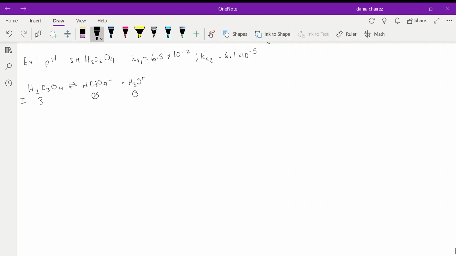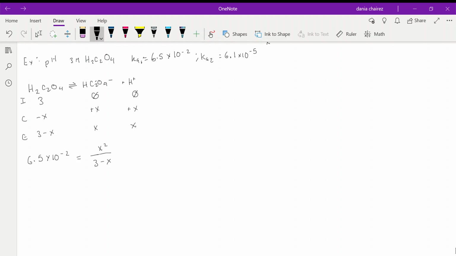Okay, since I forgot to put the water, I should just change this to H plus. So then this is going to be minus x, plus x, plus x. So at equilibrium, we have 3 minus x, x, and x. Then we're going to do our first Ka, because we removed our first hydrogen: 6.5 times 10 to the negative 2 is equal to x squared over 3 minus x.